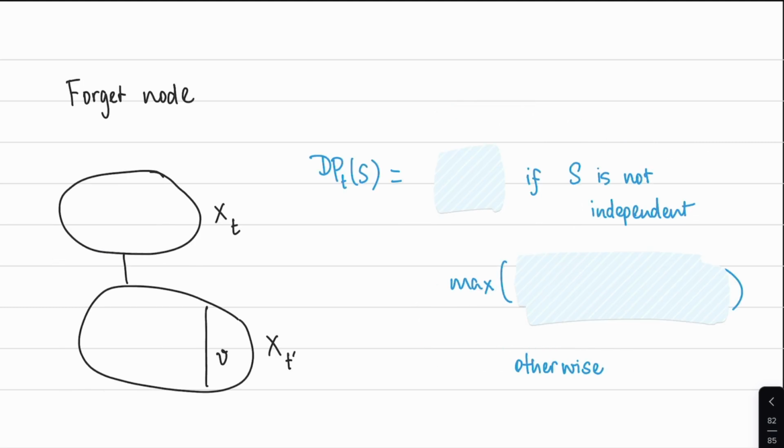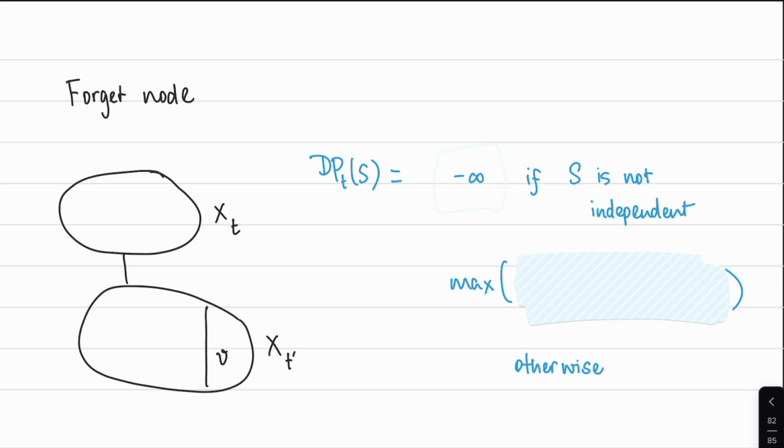Okay, let's move on to the forget node. In the forget node, we have an opposite situation. Xt excludes exactly one vertex from xt prime, and once again, if the set S under consideration is not independent, the DP value is not well defined. But what's more interesting is what happens when S is an independent set.